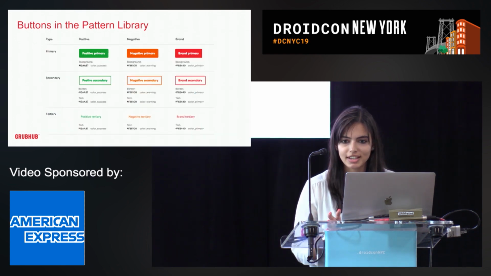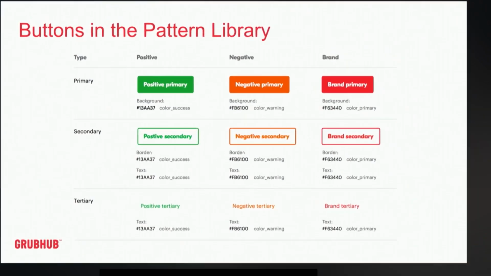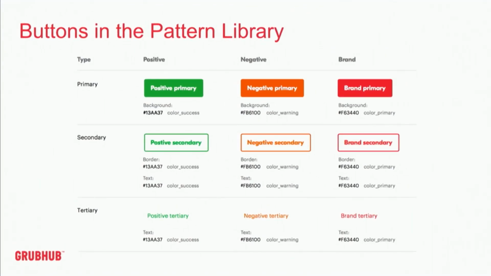So let's take a look at buttons again. This is a subset from our current style guide, and there's a couple of things that I want to point out here. Across the top, you'll see words like positive, negative, and brand. You'll notice that positive is just really all the buttons are green to denote a positive action on the page, negative is orange, and brand is using our Grubhub brand color. So what those words, positive, negative, and brand, mean is they're defining what type of color scheme you want to use for that button.